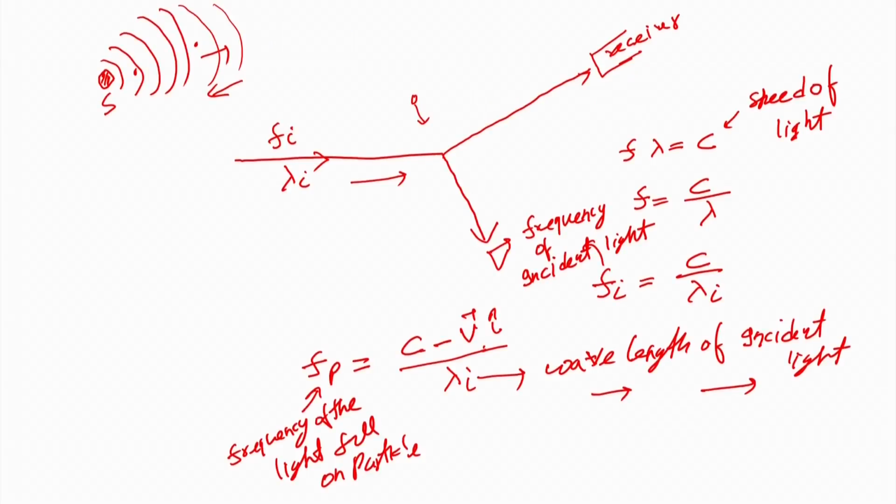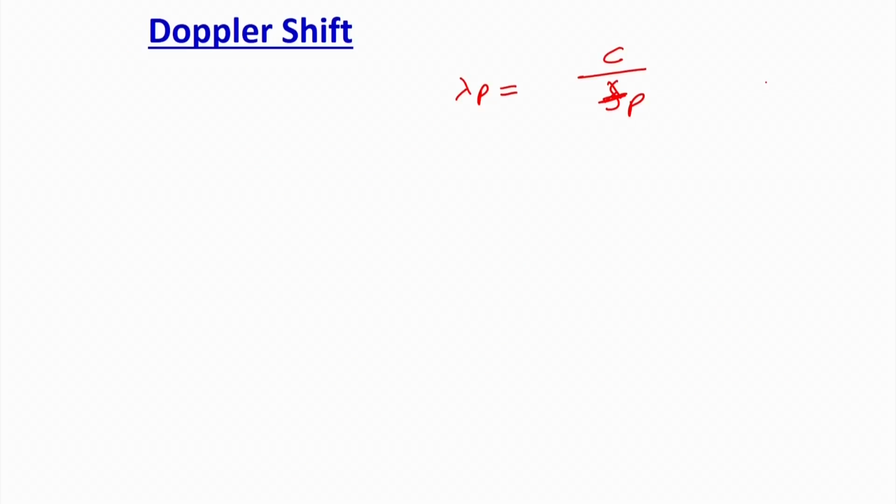Now, the F p value we have already calculated, that is C minus V I upon lambda I. So, we can write it as C into lambda I upon C minus V into I, where I is the unit vector. So, this will be the lambda p.